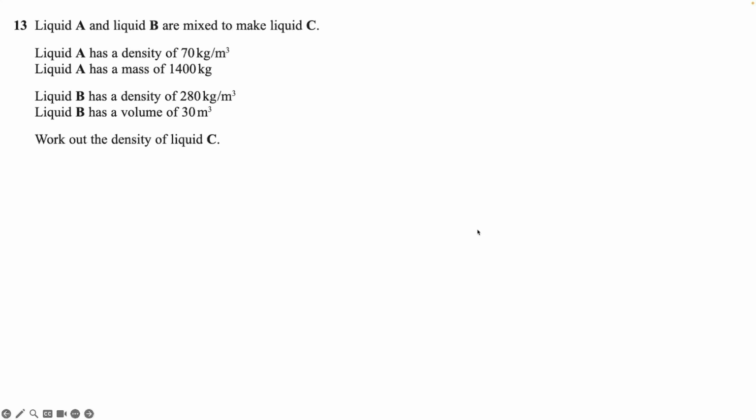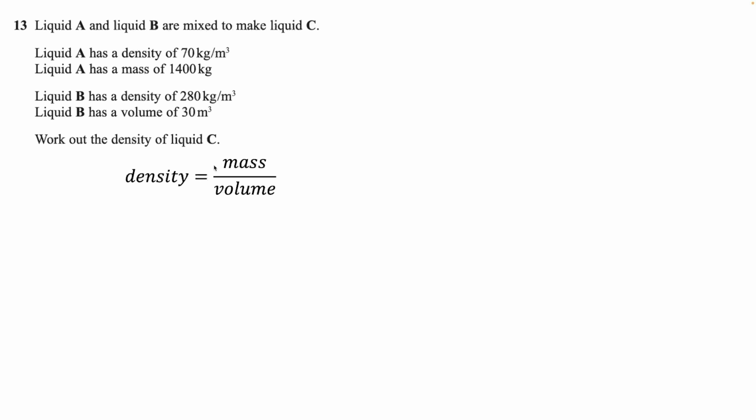So that's question 12. Question 13, we have some stuff about density. Liquid A and liquid B are mixed together to make liquid C. Liquid A has a density of 70 kilograms per meter cubed. Liquid A has a mass of 1400 kilograms. Likewise, we've got the density and the volume of liquid B, and we want to find out the density of liquid C. So the equation for density is mass over volume.